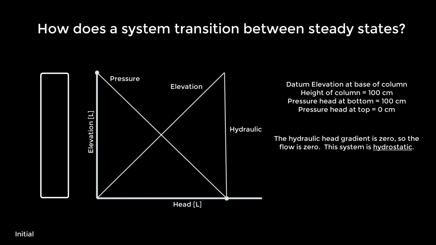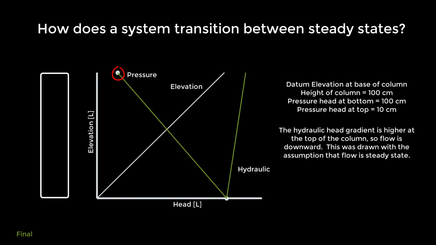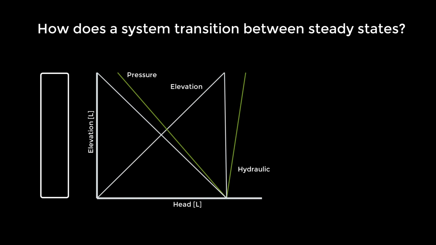And then at some time, we're going to change the condition so that we have a transition to a new steady state. This new condition has a higher pressure head at the top of the column, and overall this is driving downward flow. So we're considering an instantaneous change from the initial white condition to the final green condition. And we're going to think about this as a change that takes place at the top boundary and then propagates through the entire system. The question is, how do the pressure head and hydraulic head transition between these states?